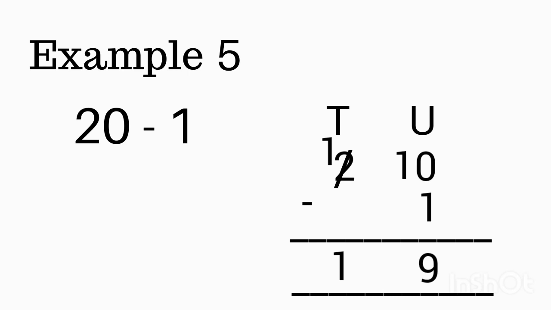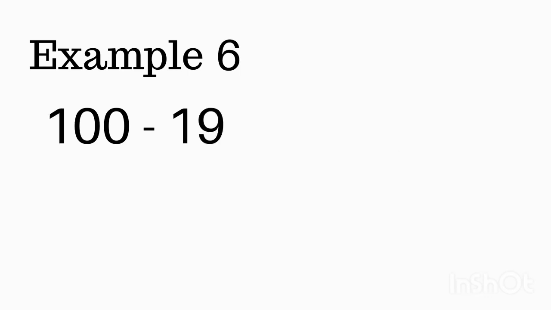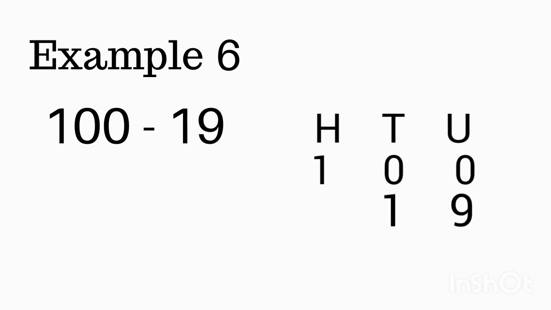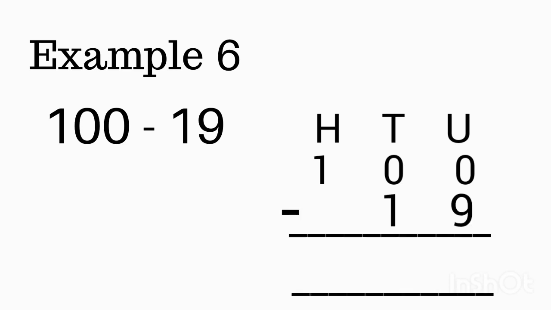Now to example 6. We have 100 minus 19. Now 100, we are going to place it under hundreds, tens and units. Remember, 100 has 3 digits. 19 has 2 digits, so you're going to place it under tens and units. It's important that you place it correctly. If you place it wrongly, you're going to get the wrong answer.